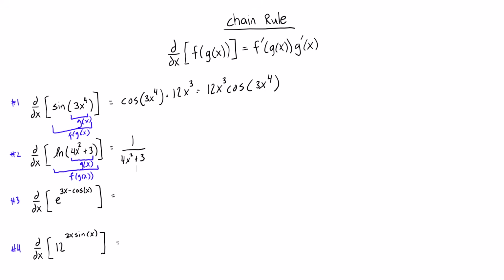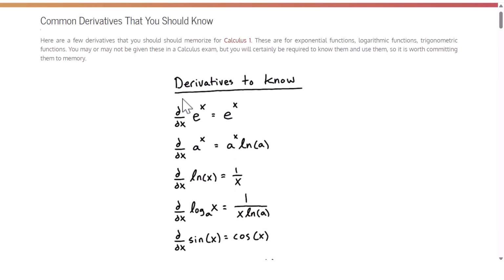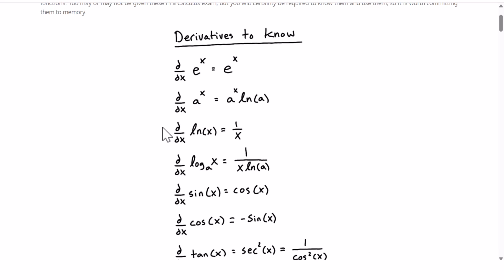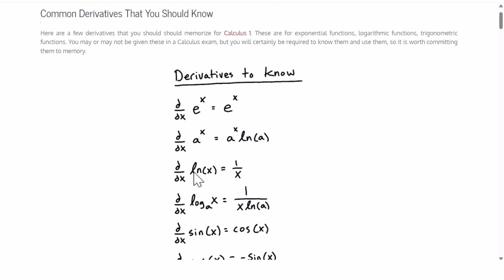Now, the derivative of ln of x and the derivative of sine x are common derivatives that you should know. There's a table on the website where you can check these. The link is also in the description below, but basically these are some derivatives that you're going to need to memorize for Calculus 1. And here we have the derivative of ln of x is just 1 over x. And this applies to a function as well.